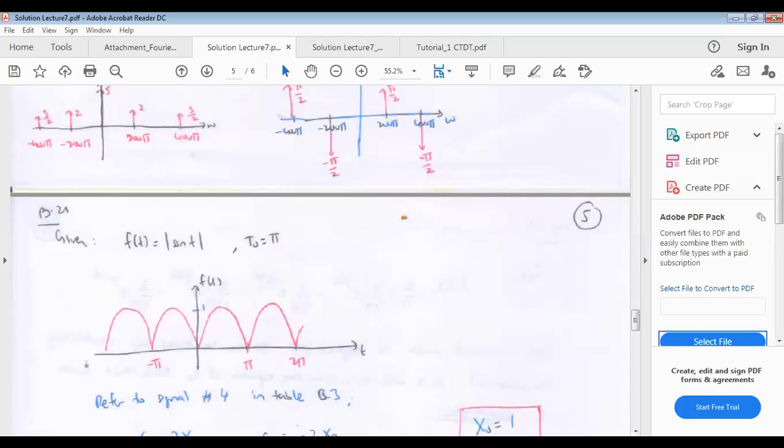Okay, so let's go back to the questions. We need to use the Fourier coefficients table that I gave you in the attachment in the Google Classroom, because from the table we are going to learn how to extract the Fourier coefficients. Okay, so let's have a look at this table.